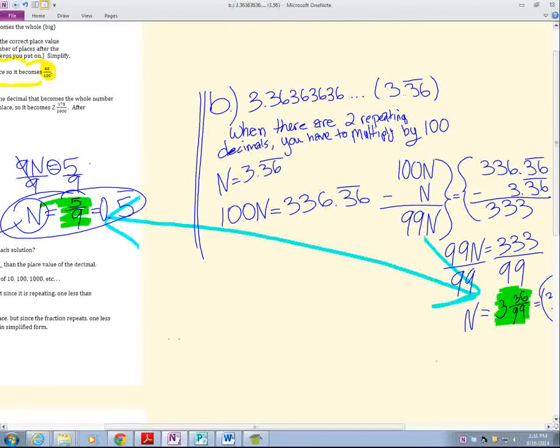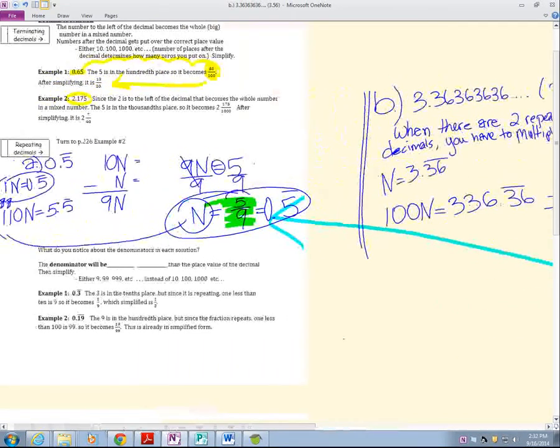Okay? What do you notice about them? Think of the denominator. What do you guys notice about those? Laney! Yes! They both have a 9.